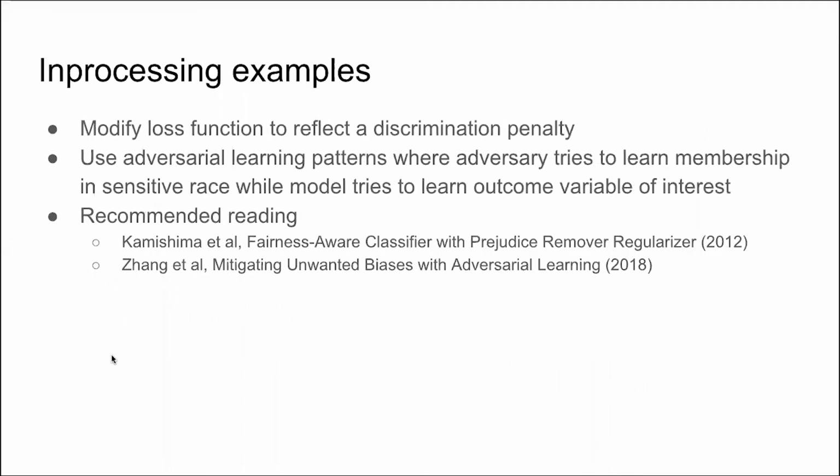Then there's in-processing. In-processing usually relates to modifying your loss function with some kind of discrimination penalty. So in addition to an incorrectness of label penalty, you can have a discrimination penalty. And that can work with any of those fairness metrics we've talked about. You can also use adversarial learning patterns where an adversary tries to learn the membership of, for example, a sensitive attribute like race, while the model tries to learn an outcome. And so you try to build a model that both gets the outcome right, but also provides as little information as possible about the sensitive attribute. And so here are two papers I'd recommend that develop methodologies to do that.